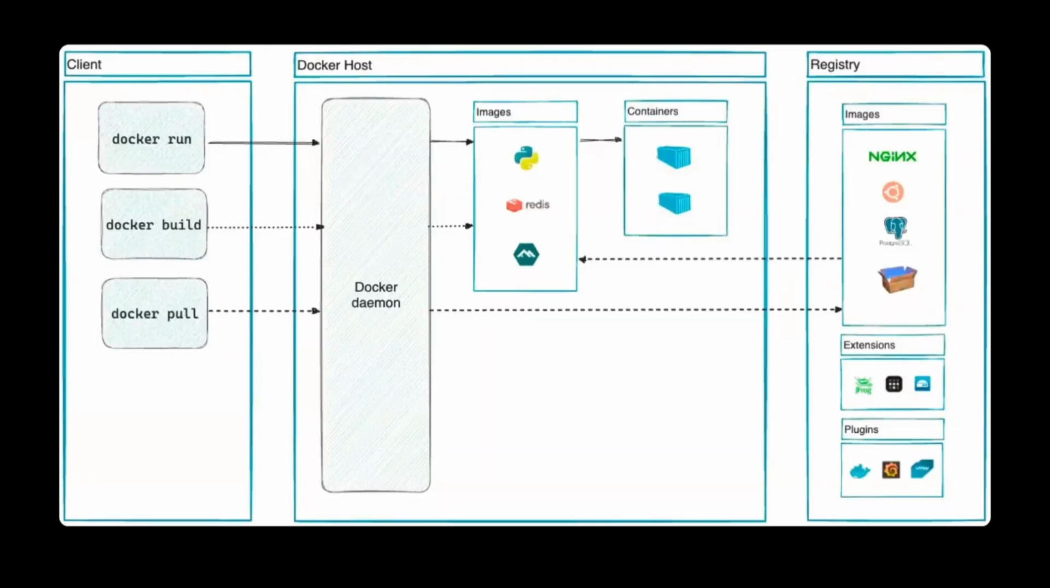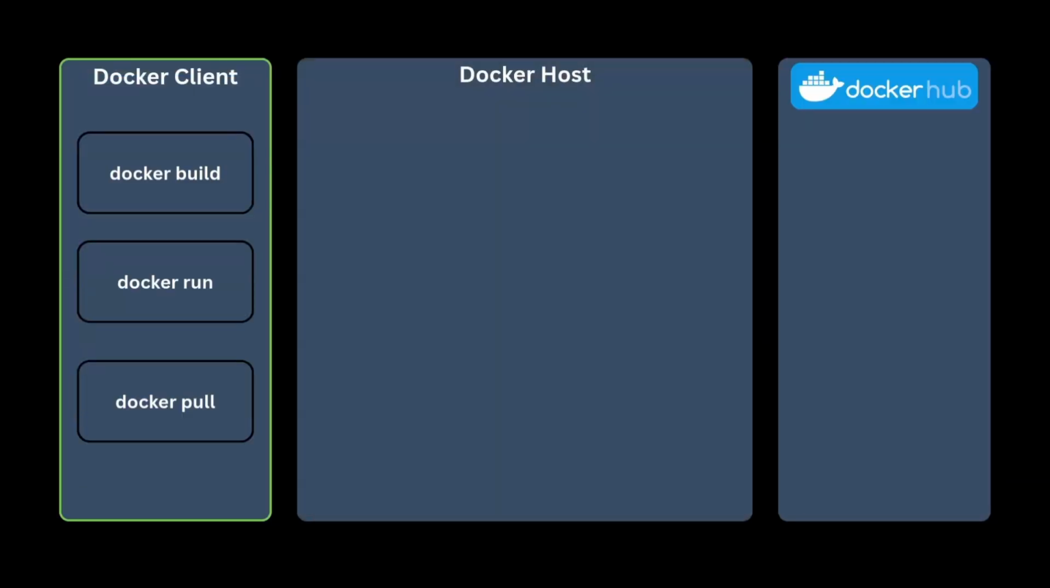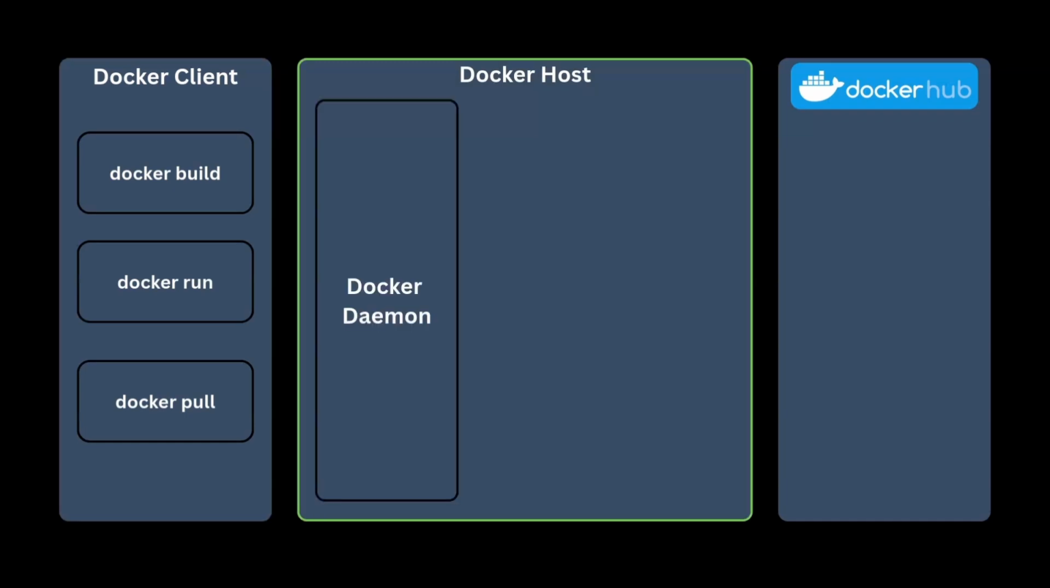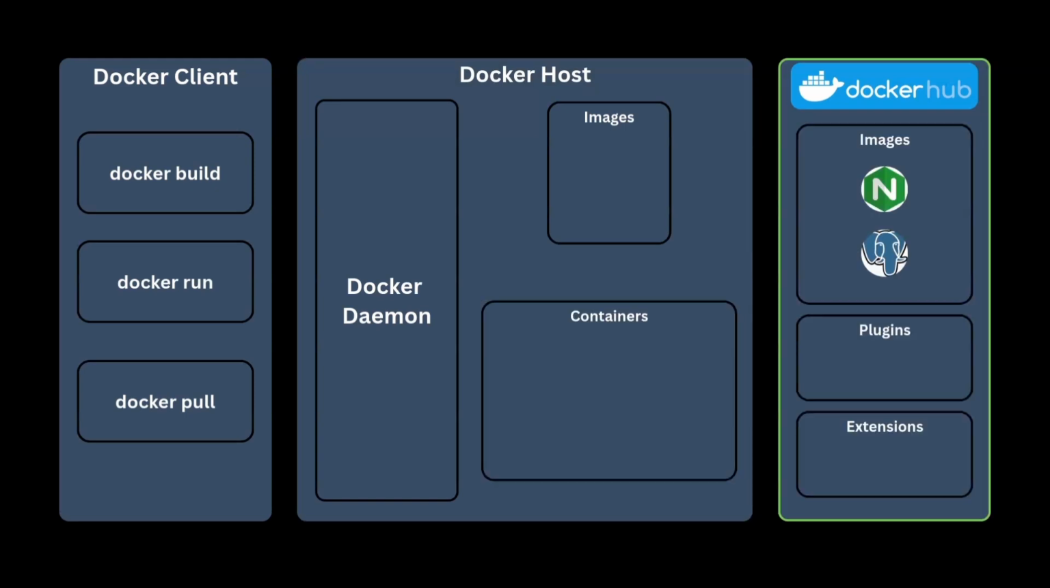Docker follows a client-server architecture. There is a Docker client, Docker host, and image registry. The Docker client is a GUI or CLI used to talk with the Docker host. The Docker host has a Docker daemon, Docker images stored locally, and running or stopped containers, if any. An image registry like Docker Hub maintains Docker images, extensions, and plugins.